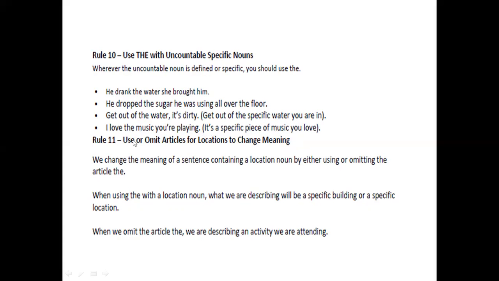Then rule 11, use or omit articles for locations to change meaning. So we can omit articles for location to change meaning. We change the meaning of a sentence containing a location noun by either using or omitting the article the. When using the with a location noun, what we are describing will be a specific building or a specific location. When we omit the article the, we are describing an activity we are attending.